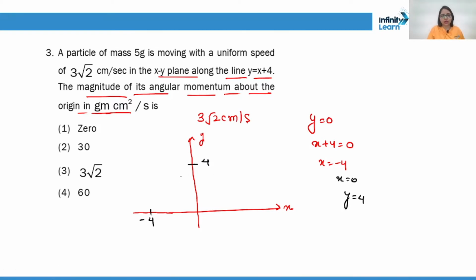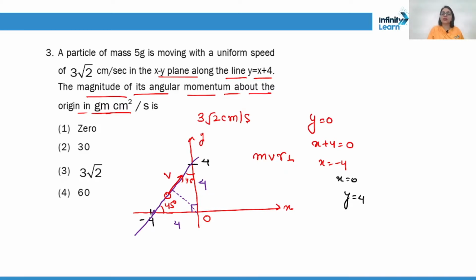So this is your straight line which is passing through these 2 points, minus 4 comma 0 and 0 comma 4. Fine. So this is your right angle triangle. So this side is 4, this side is 4. Okay, so this is an isosceles right angle triangle, right? So this angle is 45 degree. This angle is also 45 degree. Now the particle is moving along this line with some velocity v, right? And we need to find the angular momentum of this particle about the origin. So angular momentum about any point of a given particle is mv into r perpendicular. Mass is given, v is given.